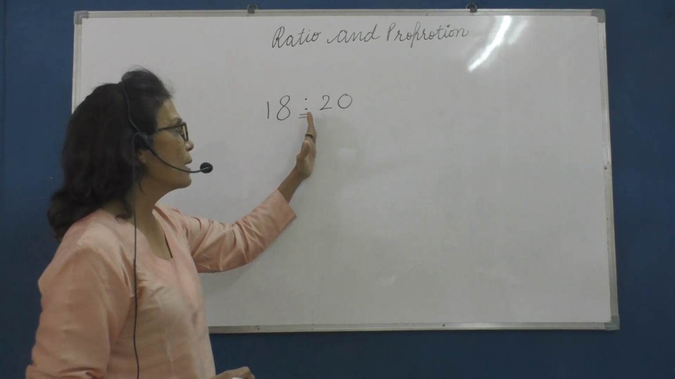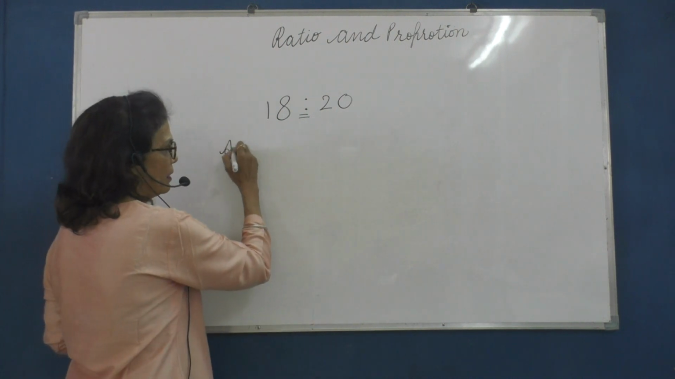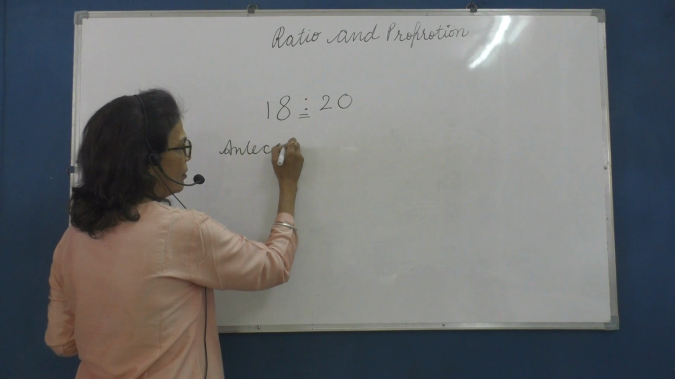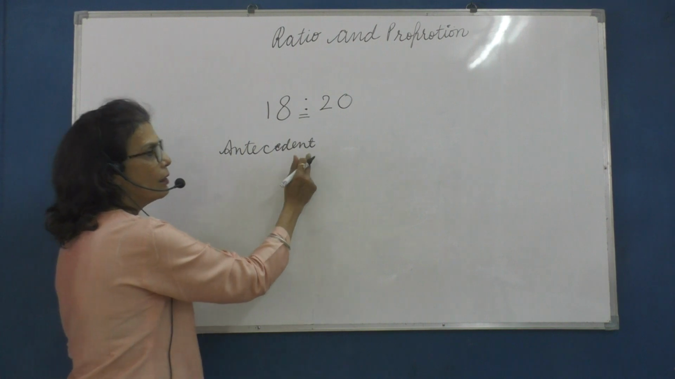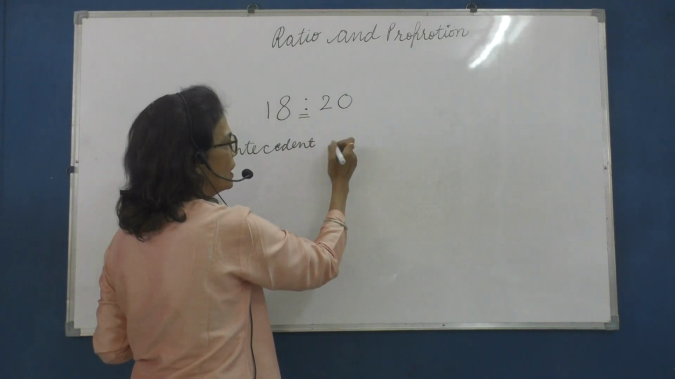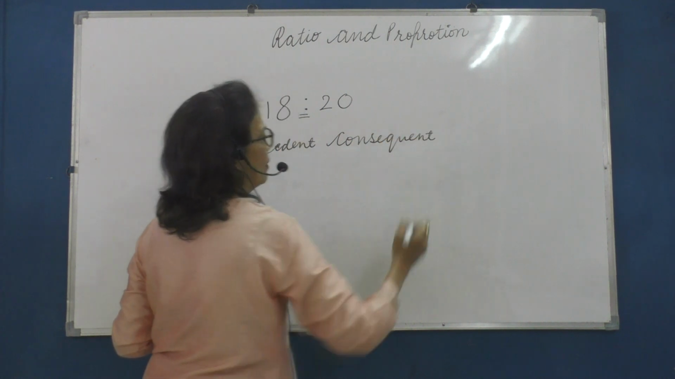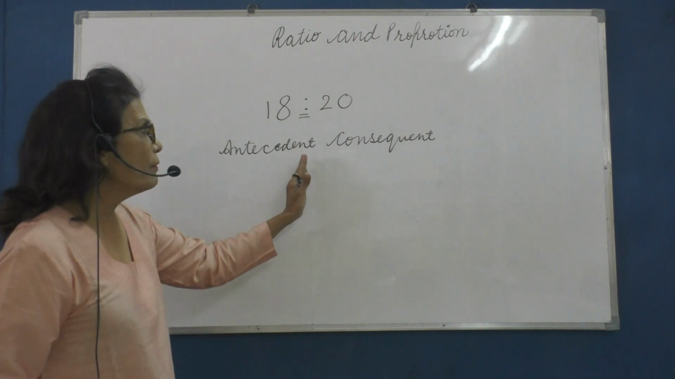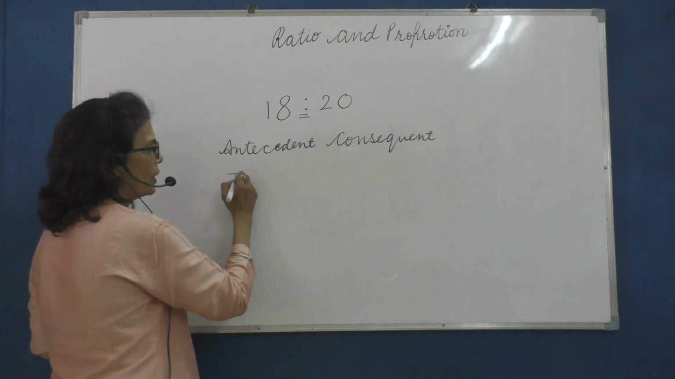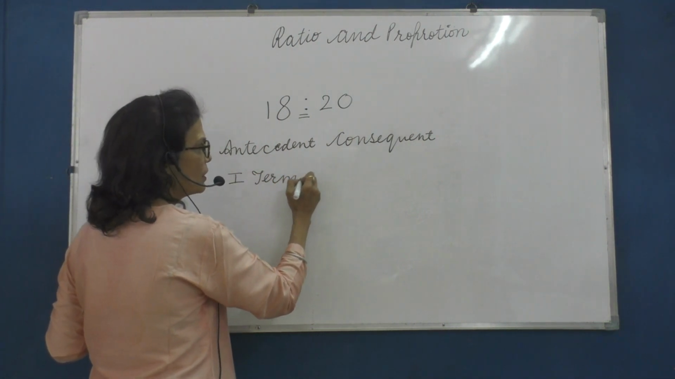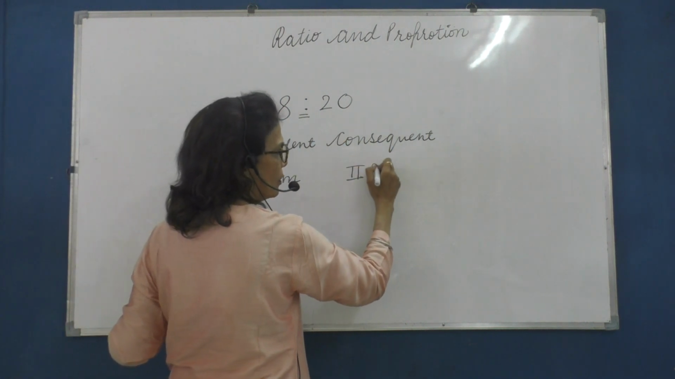Always remember, the number which is written before the ratio sign, we call it antecedent. That spelling is antecedent, and the number which is written after the ratio sign is known as consequent. The number written before the ratio sign is the antecedent, also known as the first term. The number written after the ratio sign is known as the consequent, also known as the second term.